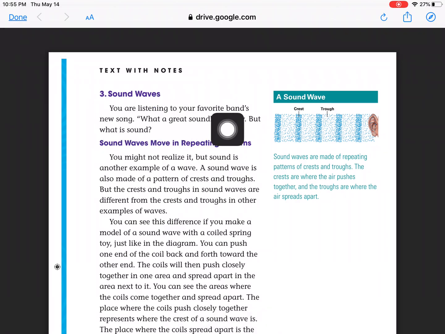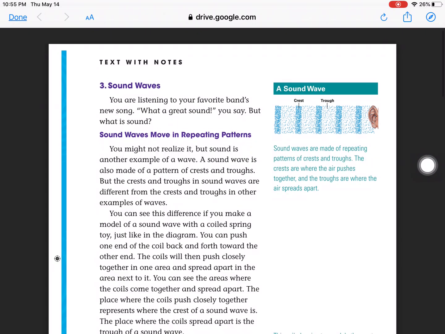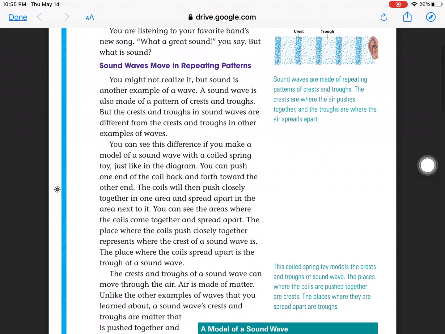You are listening to your favorite band's new song. What a great sound, you say. But what is sound? Sound waves move in repeating patterns, similar to water and waves on a string. You might not realize it, but sound is another example of a wave. A sound wave is also made of a pattern of crests and troughs. But the crests and troughs in sound waves are different from the crests and troughs in other examples of waves.